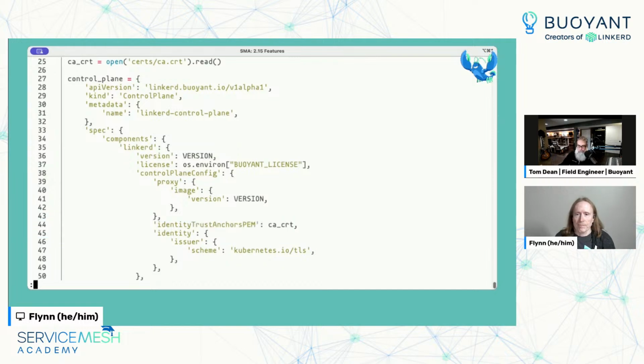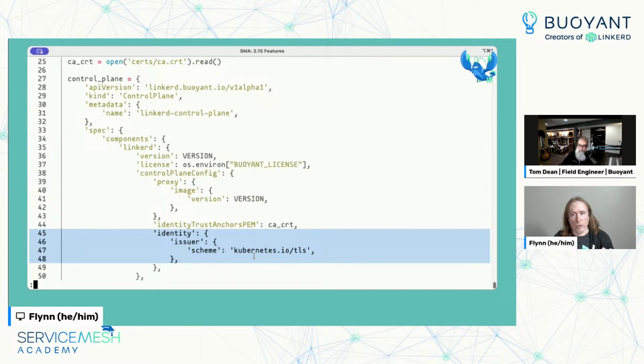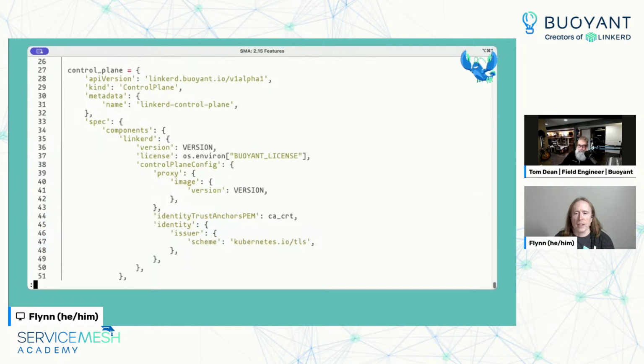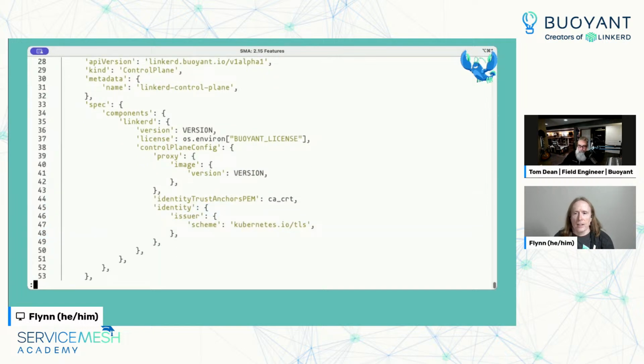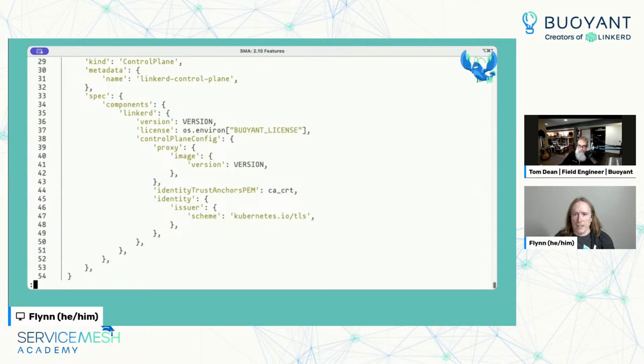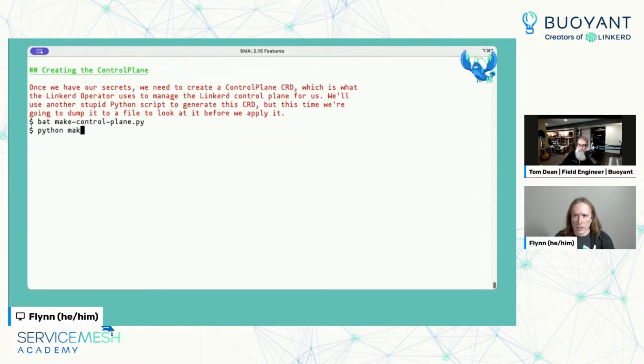So, oh yes, and we also have to tell it that it should expect to find a Kubernetes.io TLS secret for the identity issuer, which is the secret we just created. And that's that. So we're going to go ahead and run that. This one we'll actually take a look at instead of just applying it.